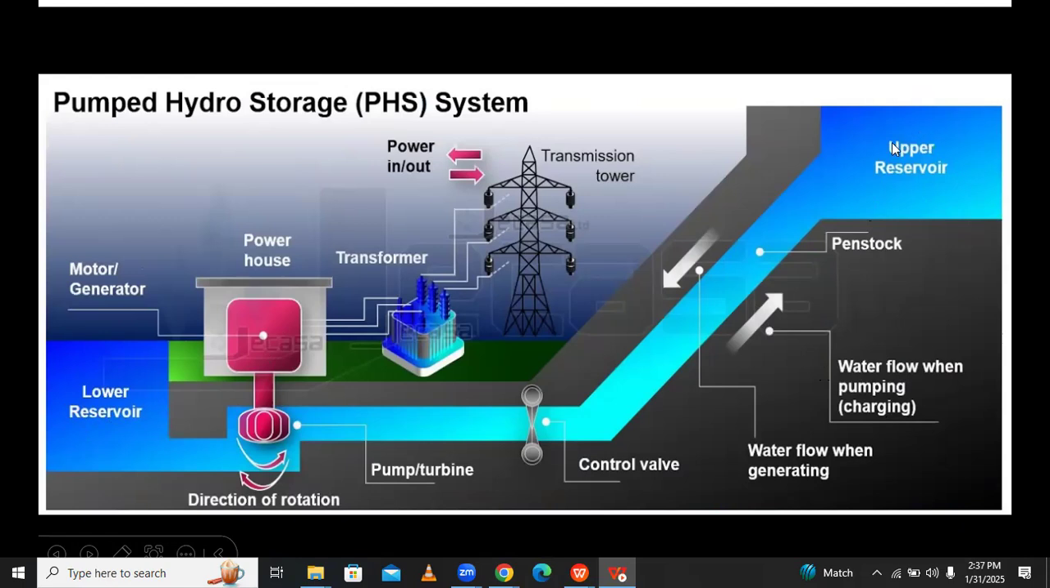When pumping the water from the lower reservoir to the upper reservoir, the water level increases, which is nothing but the potential energy increasing. Water flow when pumping is nothing but charging. And water flow when generating means discharging. It generates the electricity and feeds it to the transmission and the grid. That is called discharging. Charging and discharging process, this is called a pumped hydro storage system.